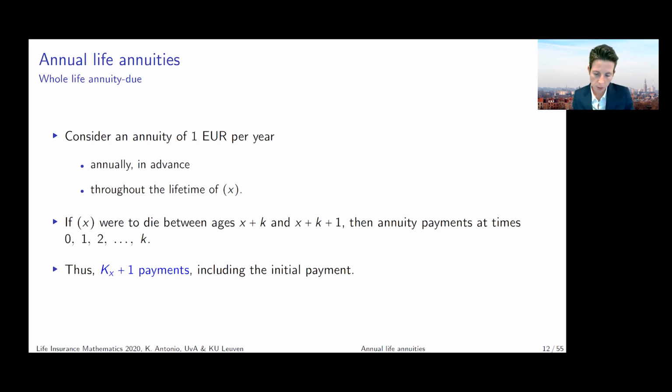And this n in an annuity certain formula refers to the number of payments that we have in total. And in a product that pays in advance, the first payment will be at time 0, and the last one would be at time n-1 if you've got n payments in total.